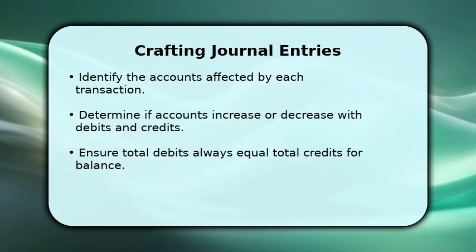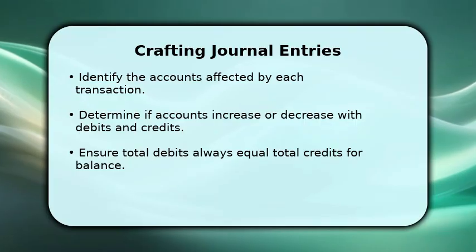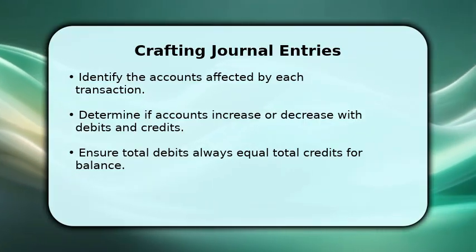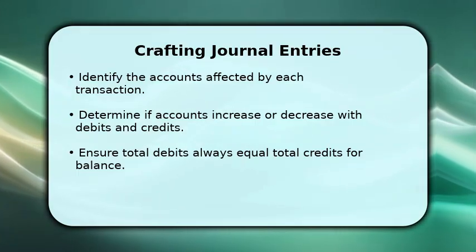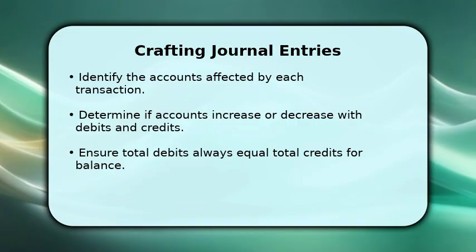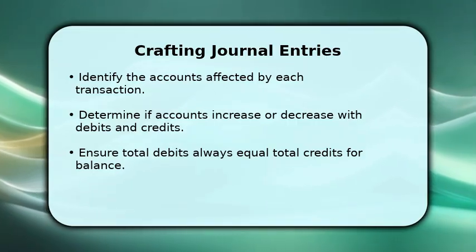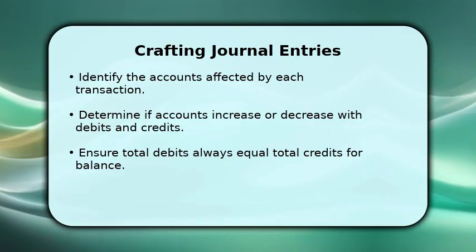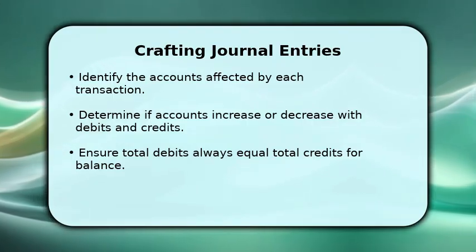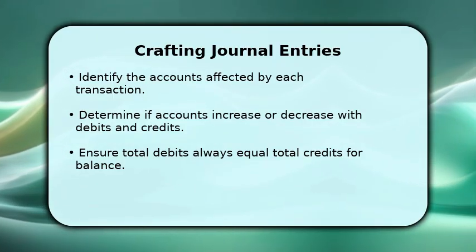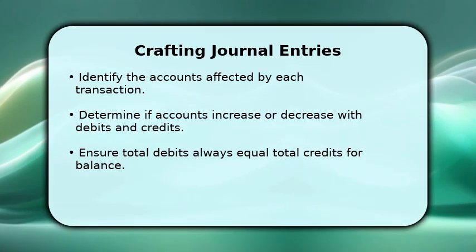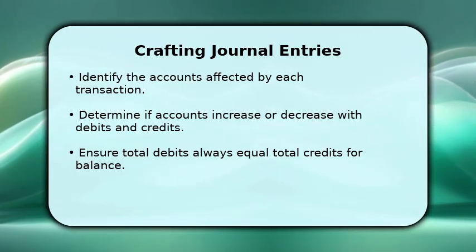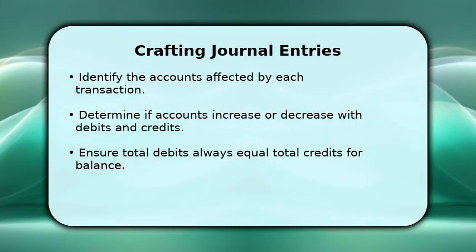Now, let's dive into crafting those journal entries. For every transaction, you'll first identify the specific accounts that are impacted. Then, you'll decide whether each account is increasing or decreasing, which dictates if it's a debit or a credit. Remember the golden rule: total debits must always equal total credits. This fundamental principle ensures your accounting equation remains perfectly balanced.